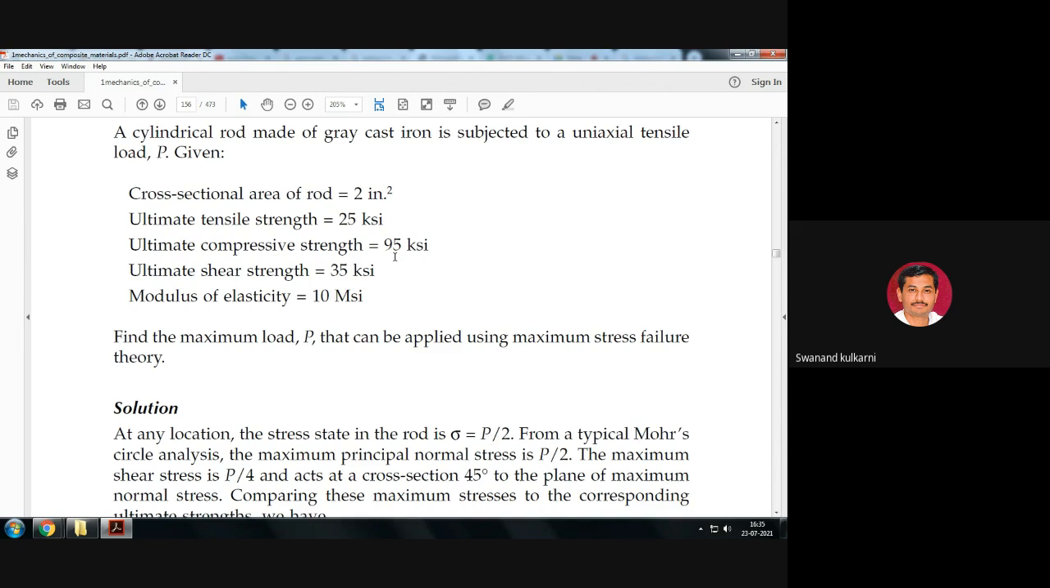Similarly, ultimate tensile strength is provided to be 25 ksi. Then ultimate compressive strength is given by 95 ksi. Then ultimate shear strength is given as 35 ksi. Modulus of elasticity is given as 10 Msi. So these units can be converted, inch into mm square and ksi into Newton per mm square.